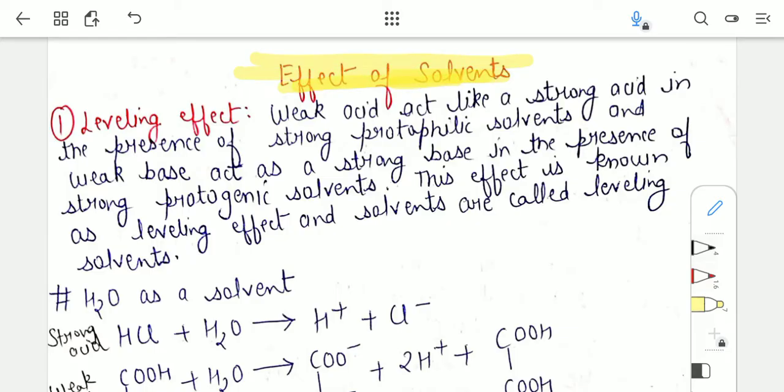There are two types of effects. The first is leveling effect. The second is differentiating effect. Both these effects are important. Now let us begin with the leveling effect.